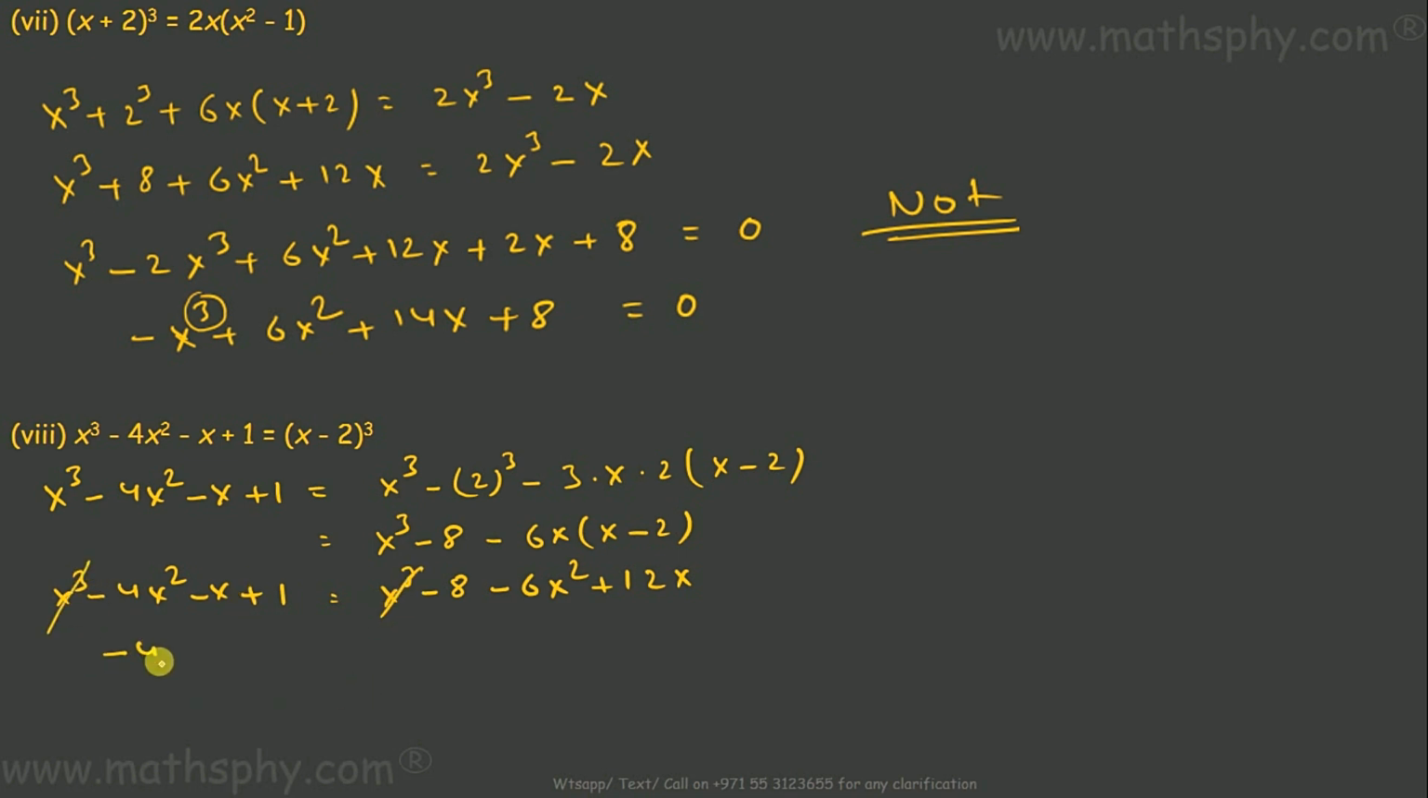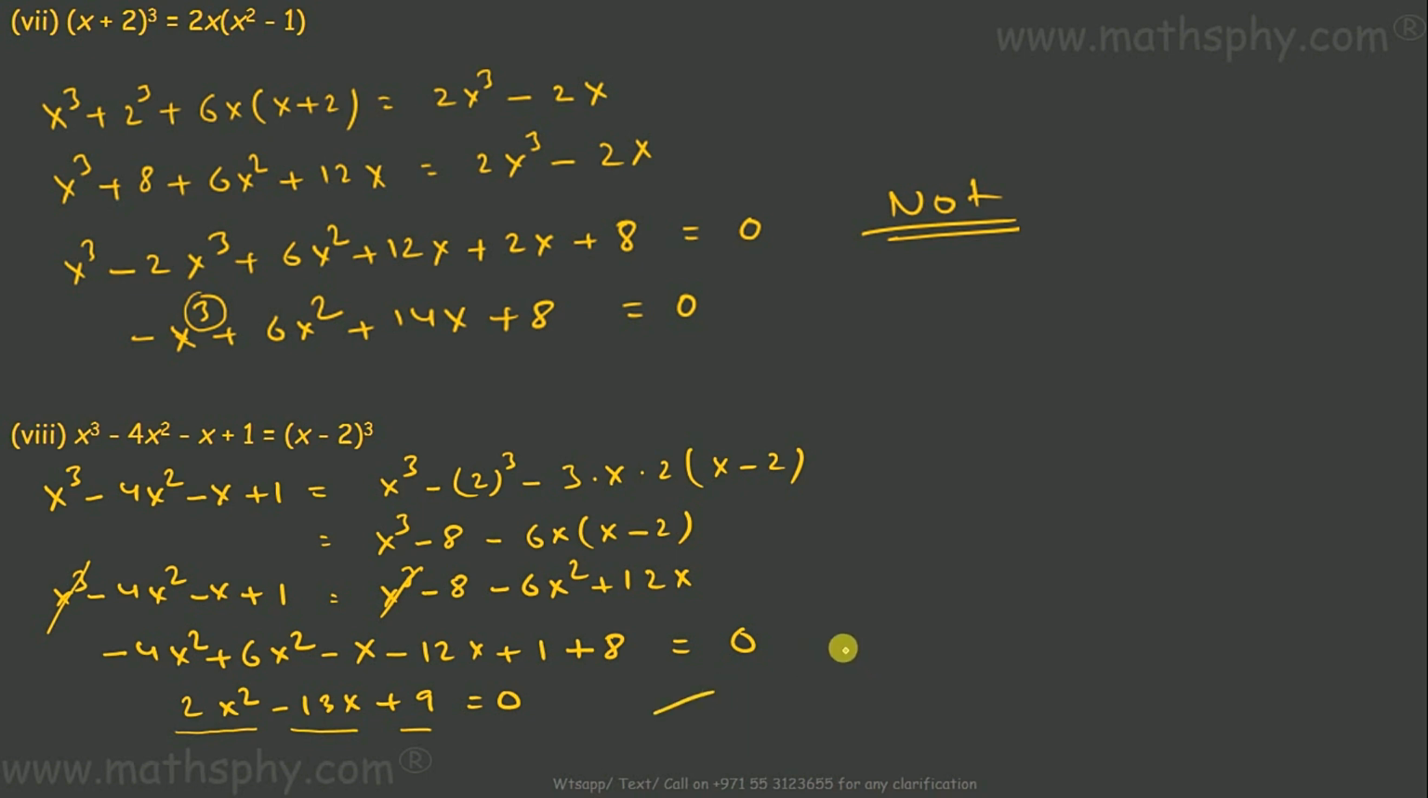So I have minus 4x squared, this comes this side, plus 6x squared minus x, this comes this side, minus 12x, and then plus 1 minus 8 equals 0. So I have 2x squared, and this will be minus 13x plus 9 equals 0. So I have highest power as 2. And this can be written into ax squared plus bx plus c. This is quadratic. Yes. All right.